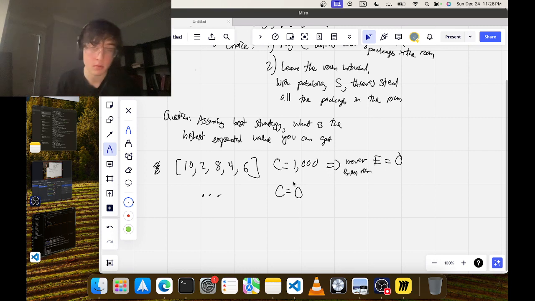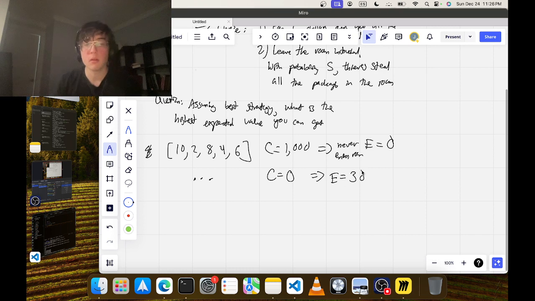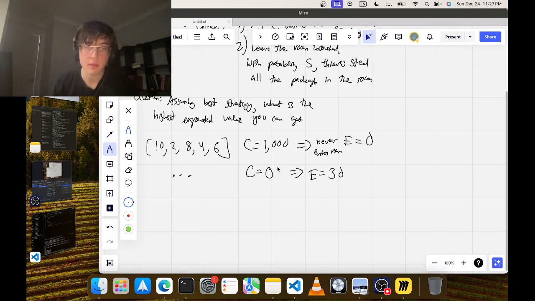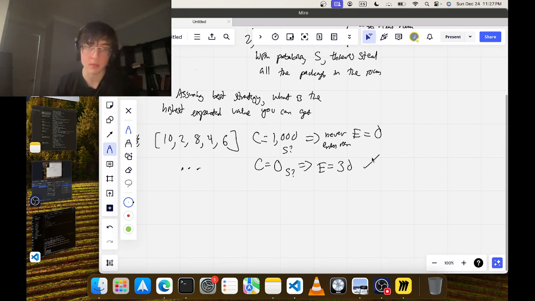So let's just say we have the same packages, but C is equal to 0. So it doesn't cost anything to enter the room. You can enter the room whenever you want, and it doesn't cost you anything. Then in this case, the expected value is, what is it? I think I have the wrong numbers, but 30. Why? Because you can just enter every single day, and the thieves can never steal anything. I mean, the S here doesn't matter. There's an S, but it doesn't matter. Because it doesn't cost anything, you can just pick up all the packages, so you get all $30 worth of the packages.